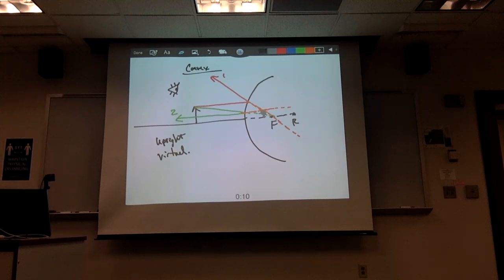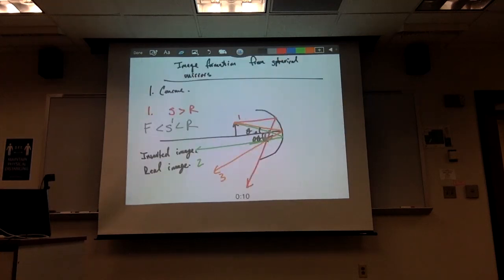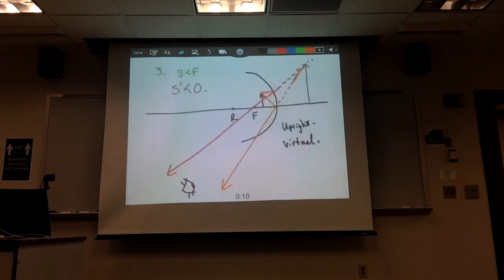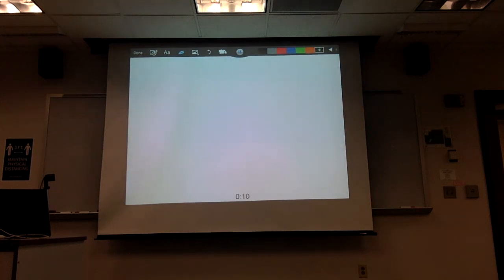The way we would do that is we would simply draw one of these pictures, such as the first one, and we would do a whole bunch of geometry. From that geometry, we can then gain a simple expression. We're not going to do the geometry. I'm not going to derive this for you, but the result of all this is what's known as the mirror equation. So what does the mirror equation say? The mirror equation says that 1 over the object distance plus 1 over the image distance is equal to 1 over the focal length. This is what's called the mirror equation.